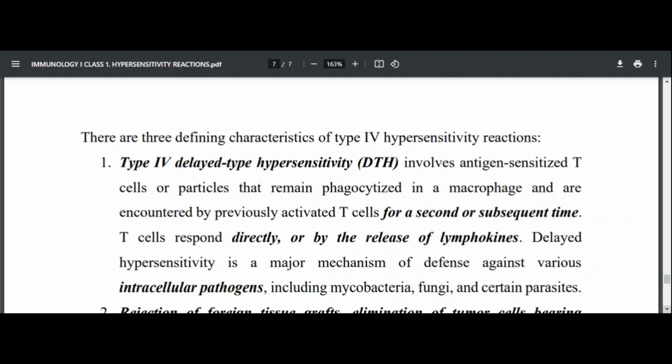Of course, macrophage is a classic phagocyte. So T cell will respond quickly and directly or by the release of lymphokines. Lymphokines, of course, are the cytokines, like, for example, interleukins and interferons. So delayed hypersensitivity is a major mechanism of defense against intracellular pathogens, including mycobacteria, fungi, and certain parasites.